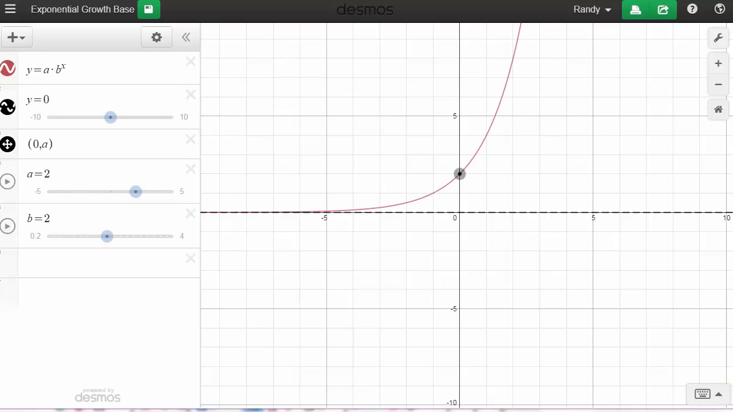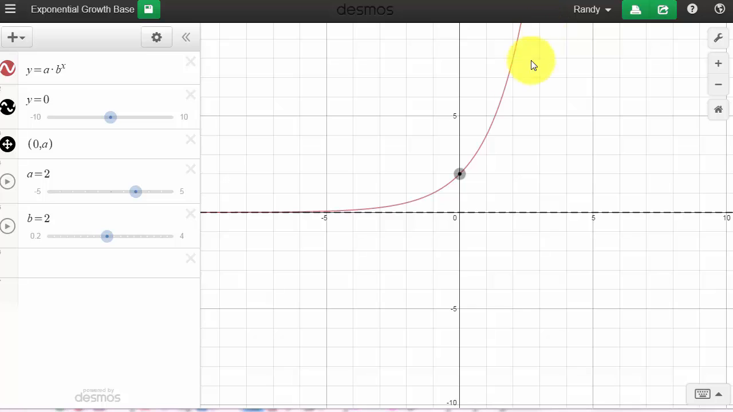I'm going to be using Desmos here to have us explore the shape of the graph, and then we'll practice graphing some on our own. So I've graphed here in red the basic exponential growth and decay function. And let's explore what happens when we change the values of b. Now we know from our applications that when b was bigger than 1, it was exponential growth. So right now I have b equal to 2.